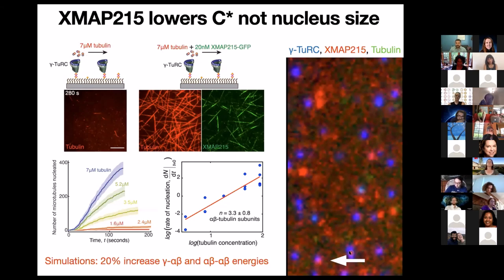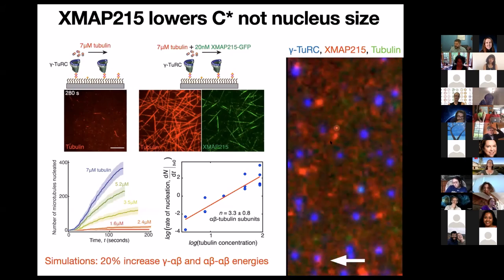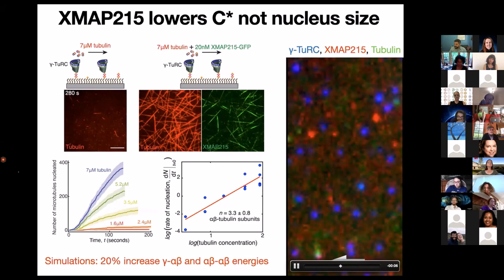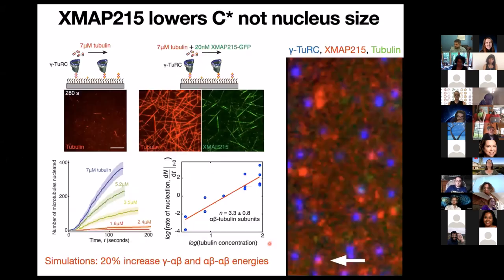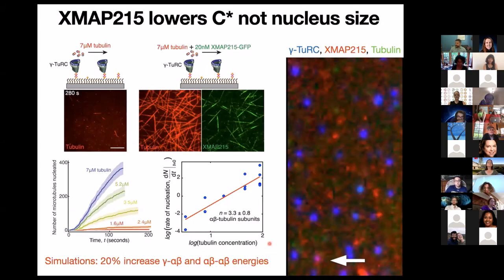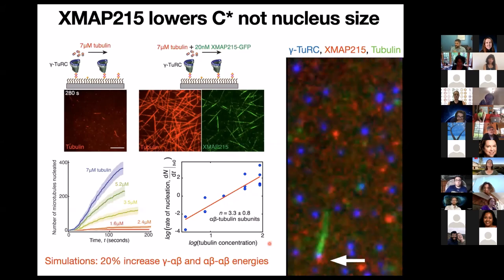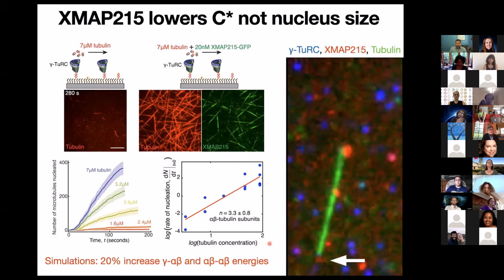And then here's a really nice experiment. Now we have gamma-TuRCs in blue. I apologize, the colors have changed here. XMAP, this accessory factor, is in red. The microtubules will be green. And what you see is this one factor on the lower left. You can see the XMAP comes on and off and on and off, and eventually when it comes on, it sticks there and a microtubule grows off of that.